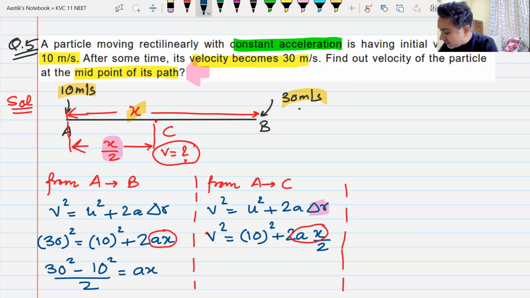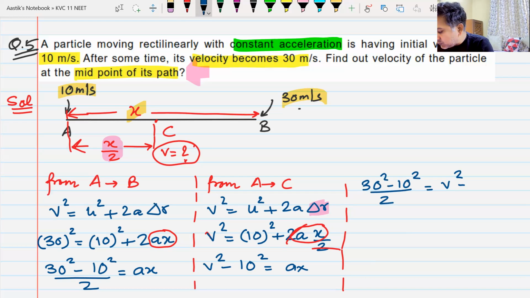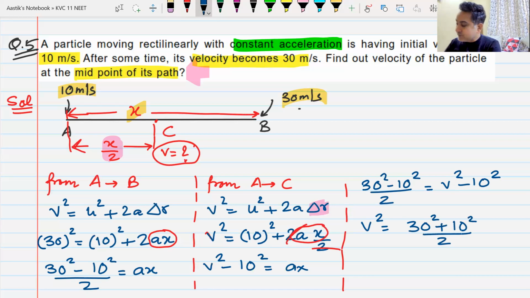From the right hand side, I can write v square minus 10 square is equal to a into x, because these two things will get cancelled. Yes or no? I can equate the value of a into x from both sides, so I will get 30 square minus 10 square by 2 will be equal to v square minus 10 square.